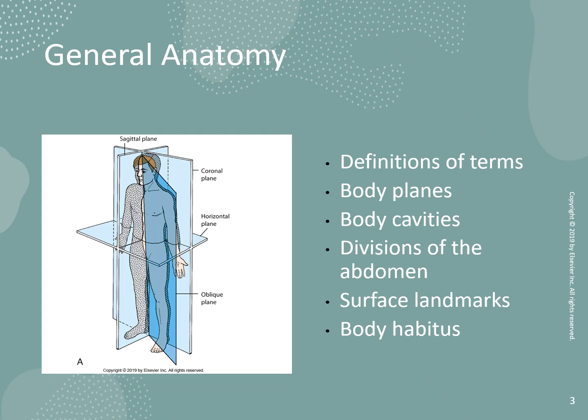In addition to body planes, we're going to talk about the two major body cavities. We're going to talk about the divisions of the abdomen, both the quadrants and the regions.